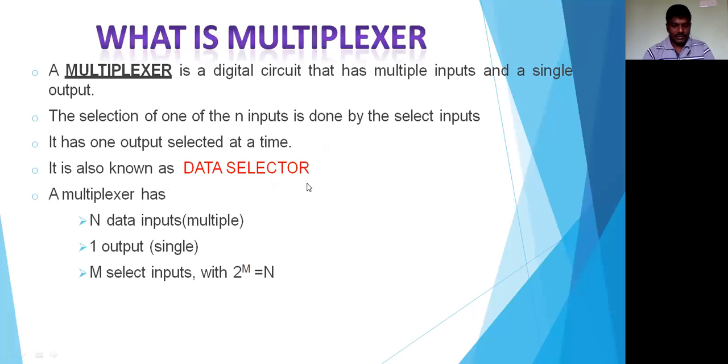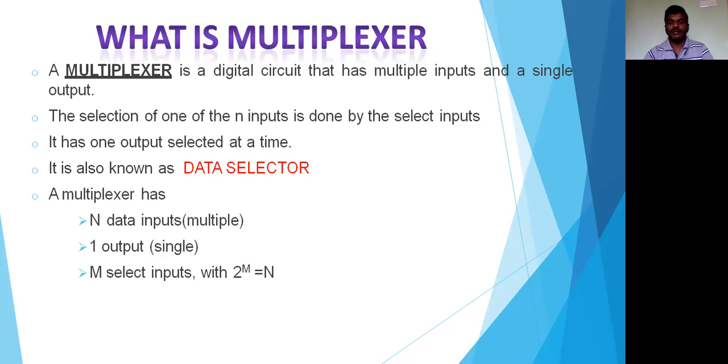Now let us move to the next topic, multiplexer. In this session, we will learn about what a mux is, its classification and working. Multiplexer is a combinational circuit with n inputs, one output, and m select inputs, which are also known as control inputs, where the number of input lines n will always be equal to 2 power m.